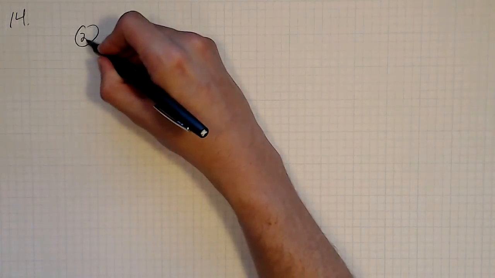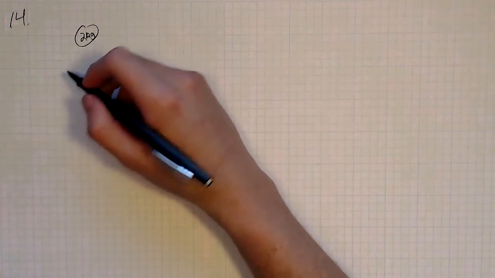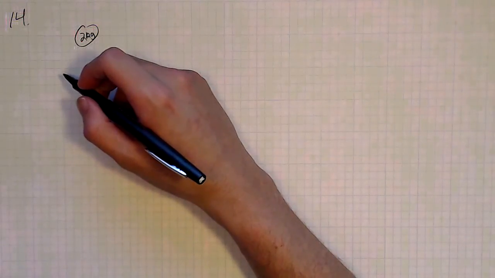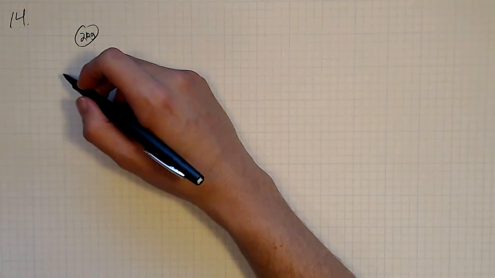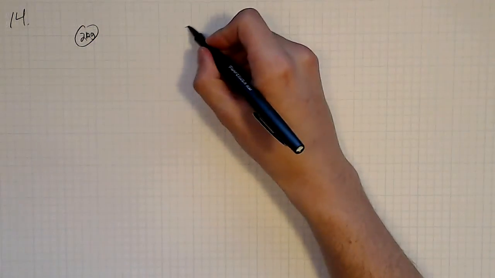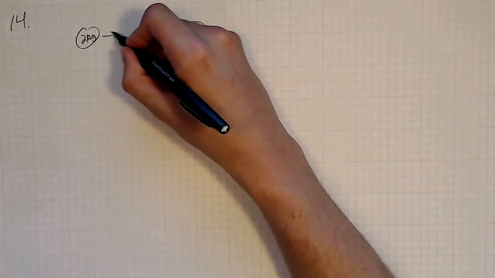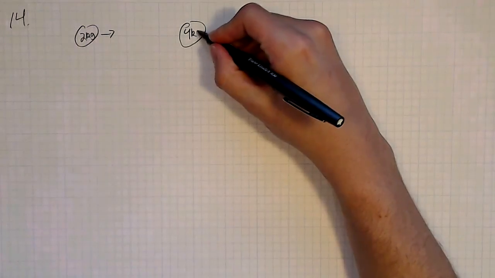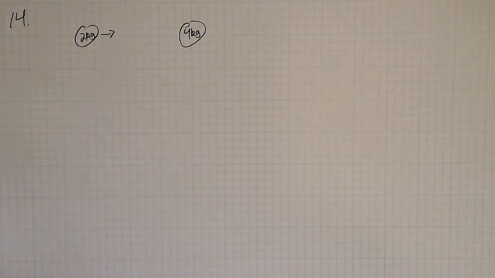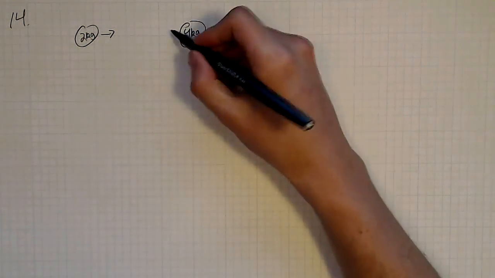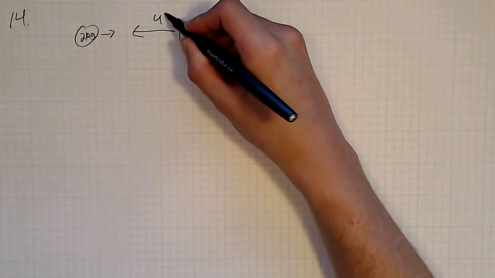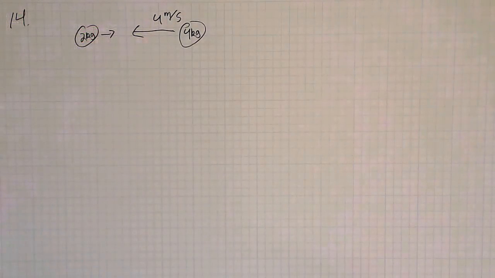Okay, so first thing we're going to do is draw a picture. This is a 2 kilogram mass moving to the right. So we have 2 kg moving to the right makes an elastic head-on collision with a 4 kilogram mass moving to the left. This is going this way. 4 kilogram mass moving to the left at 4 meters per second. And then it says the 2 kilogram mass reverses direction after the collision and moves at 3 meters per second.